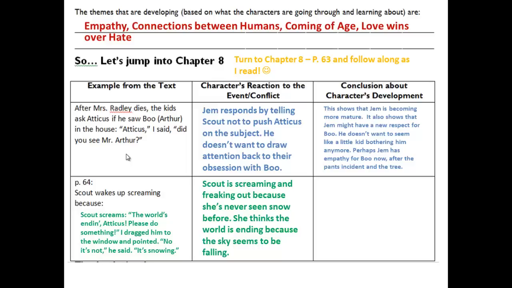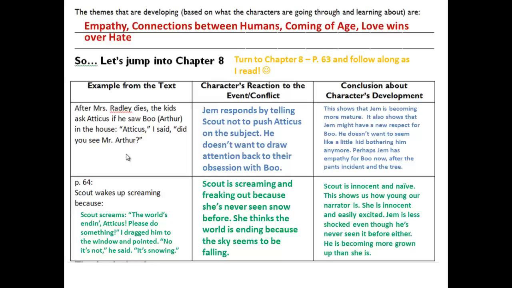So the conclusion that we can draw about Scout is pretty straightforward, I'd say. Scout is innocent and naive, one of our vocabulary words. This shows us how young our narrator is. She is innocent and easily excited. Jem is less shocked, even though he's never seen it before either. He's becoming more grown up than she is.